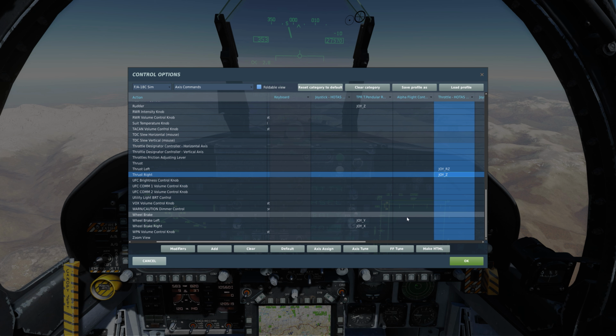Now, we're only halfway there when it comes to the throttle. If you are like myself and you have a Thrustmaster Warthog, or you have any throttle that has a detent, okay, an afterburner detent, this is where this comes into play.